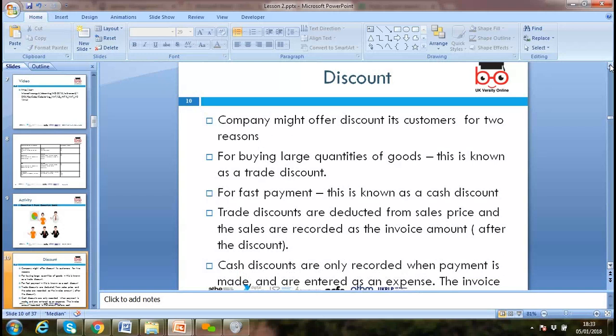When the final price is lower than the original price. Brilliant. So normally, what is a trade discount? What is meant by trade discount?